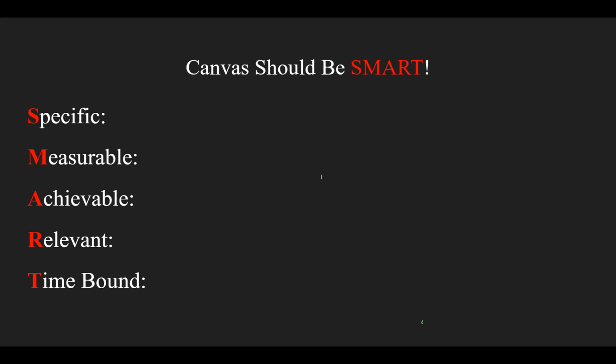And the other thing about the canvas is that it should be measurable. You shouldn't write down, I'm going to partner up with all the manufacturers around the world. Okay, I'm sure you want to partner up with all the manufacturers all around the world, but you should be more measurable. It should be more realistic, actually.